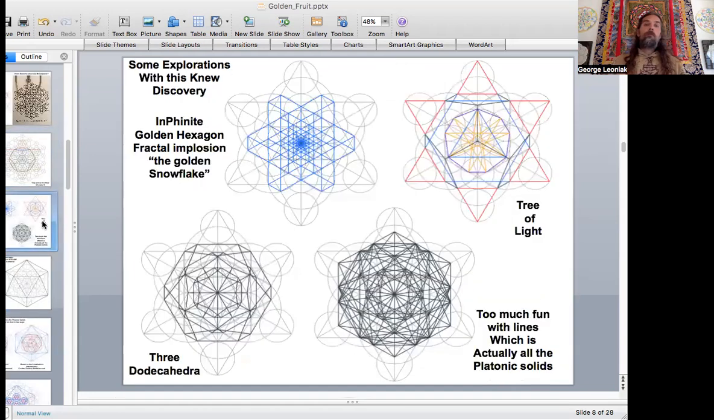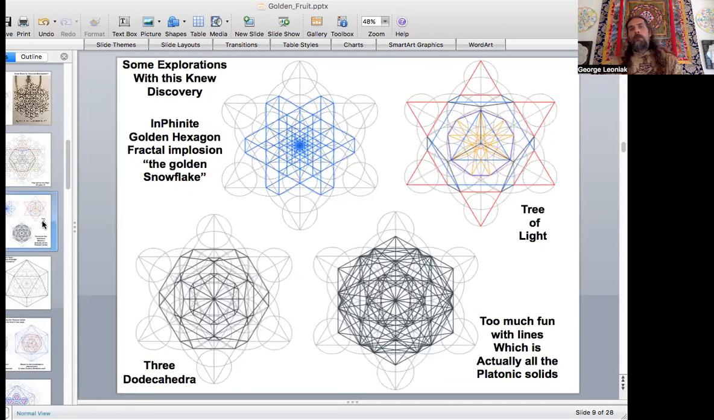So here are some other little explorations that I had with this new discovery. Just some other patterns that I've worked with in the past, because I love to see how things are all interconnected. Of course, right in the dodecahedron here, we can go ahead and do the infinite golden hexagon, the fractal implosion here, with what I like to call the golden snowflake. Just easily, the lines are just going to show up, and we can lay that right into the fruit of life, seed of life pattern here.